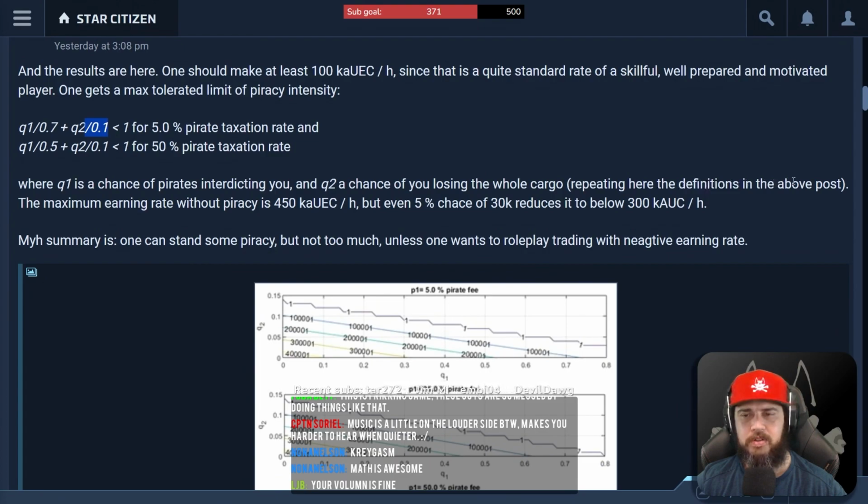Repeating here the definitions in above post. The maximum earning rate without piracy is 450,000 alpha UEC, but even 5% chance of 30k raises it to below 30,000 alpha UEC per hour. Is one can stand some piracy but not too much unless one wants to roleplay trading with negative earning rate.